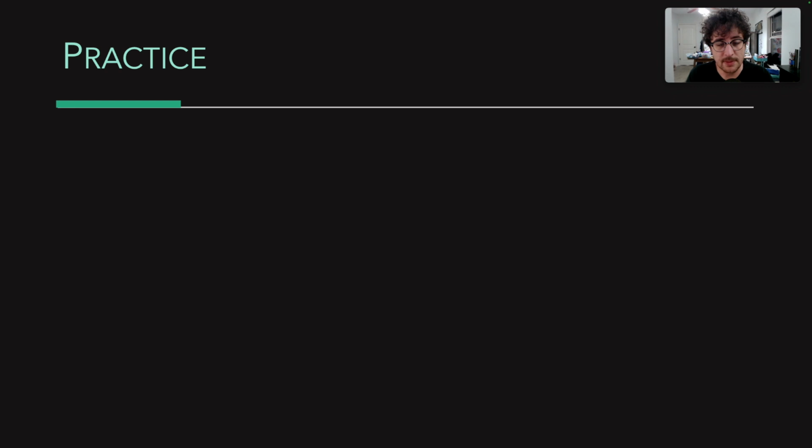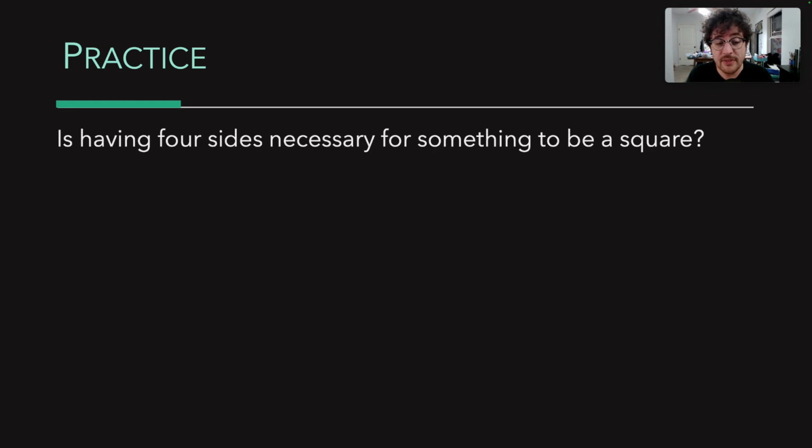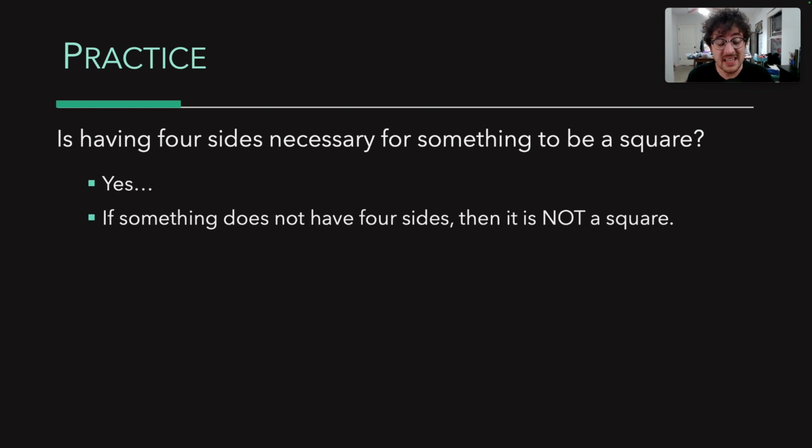I want you to try some practice cases. Is having 4 sides necessary for something to be a square? The answer here is yes. This is because if something does not have 4 sides, then it's not a square. Something must have 4 sides to be a square. That is necessary.